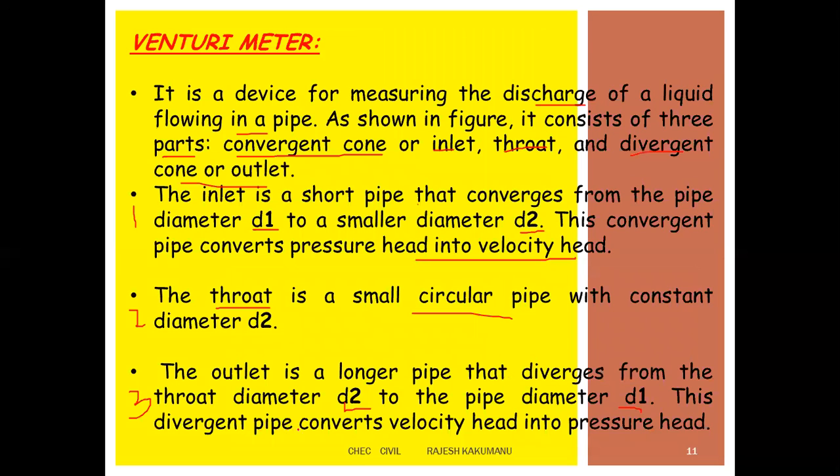This divergent pipe converts the velocity head into the pressure head. So the inlet pipe flow converts pressure head to velocity head, but here velocity head to pressure head. That is the difference between the first part and the second part of the Venturimeter. Okay, next.